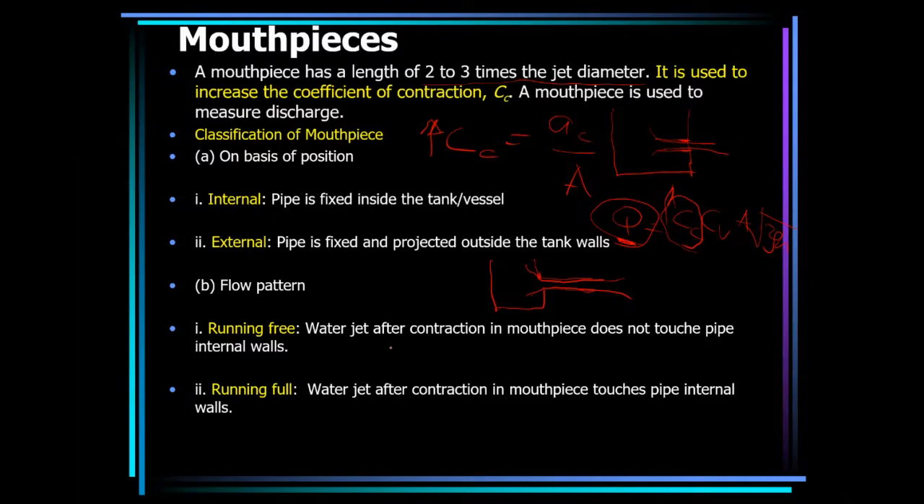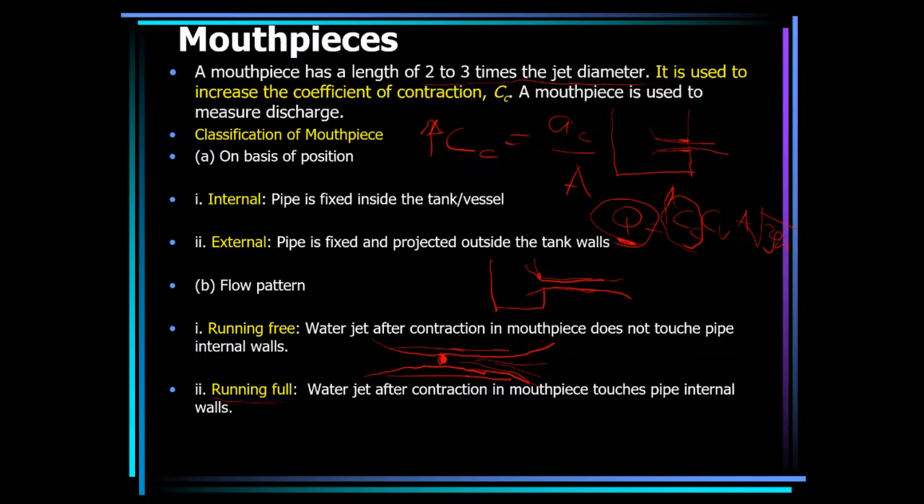What are we saying? In the first case, when you have the pipe, the water jet is contracted, but then after contraction, the water jet does not touch the pipe internal walls. So the water jet just comes out without touching the pipe internal walls. Definitely this type will have a lower coefficient of contraction compared to the running full.